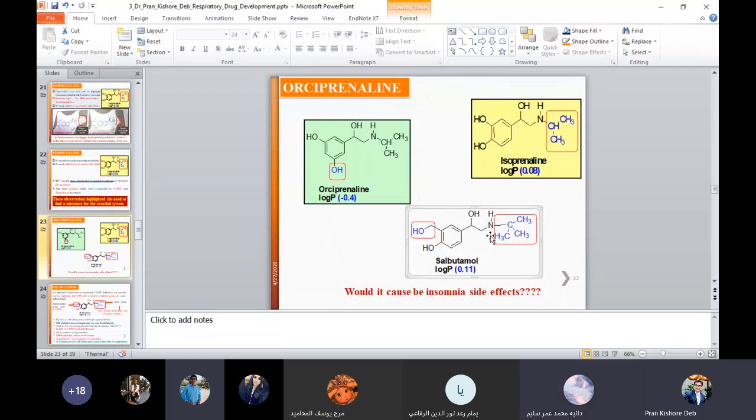Now, regarding the tertiary butyl, what is the advantage and disadvantage you see? It is more selective for beta 2 than beta 1. Okay, it will more selectively bind to beta 2. So if I ask you, what is the main advantage of salbutamol as compared to orciprenaline, and what is the advantage of salbutamol as compared to isoprenaline?